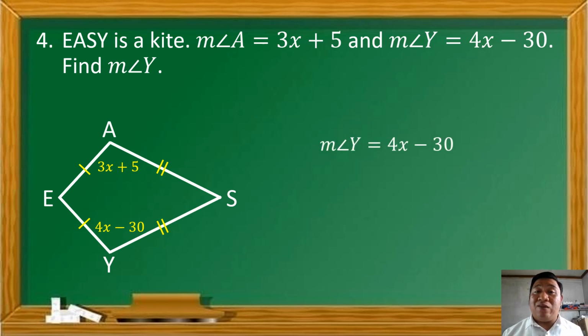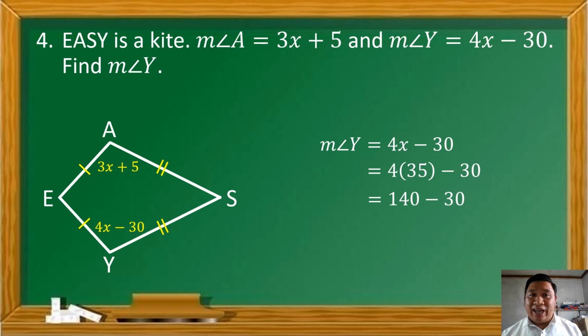So, again, the measure of angle Y is equal to 4x minus 30. Okay, so, paano gagawin natin? All we have to do is to substitute the value of x. So, ang x natin ay 35, di ba? So, palitan na natin si x ng 35. So, we now have 4 times the value of x, that is 4 times 35 minus 30. And we know that 4 times 35 is equal to what? 4 times 35 is equal to 140 minus 30. And we know that 140 minus 30, the answer is 110. So, the measure of angle Y is equal to 110. So, yan ang hinahanap natin.